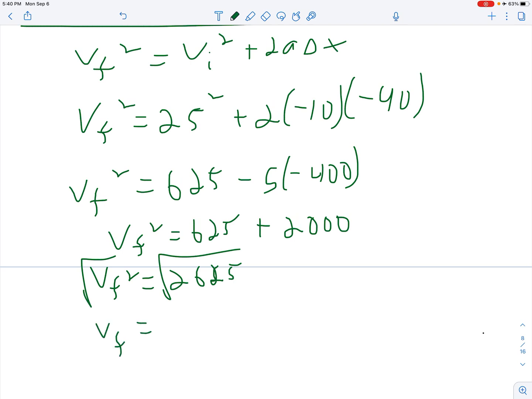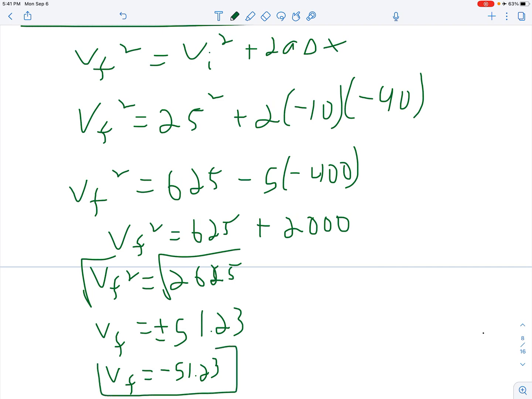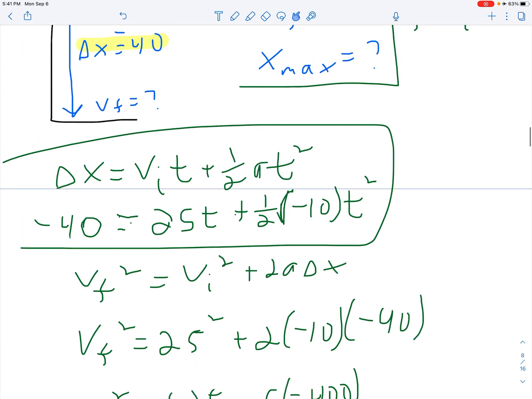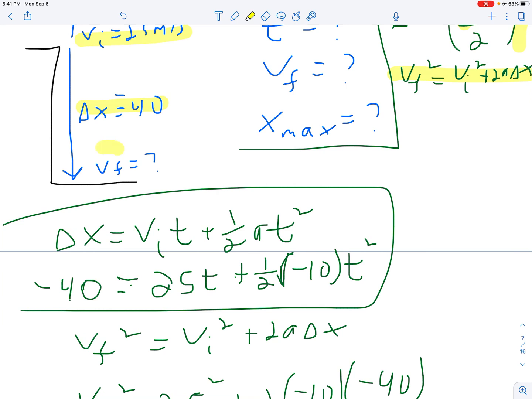I'm going to take the square root of both. So the square root of 2,625 equals 51.23. Remember, this is plus or minus because I'm taking the square root. And I want to focus on the negative one as the one I want because it is going down. My final velocity right here is down. So I'm going to make that negative.